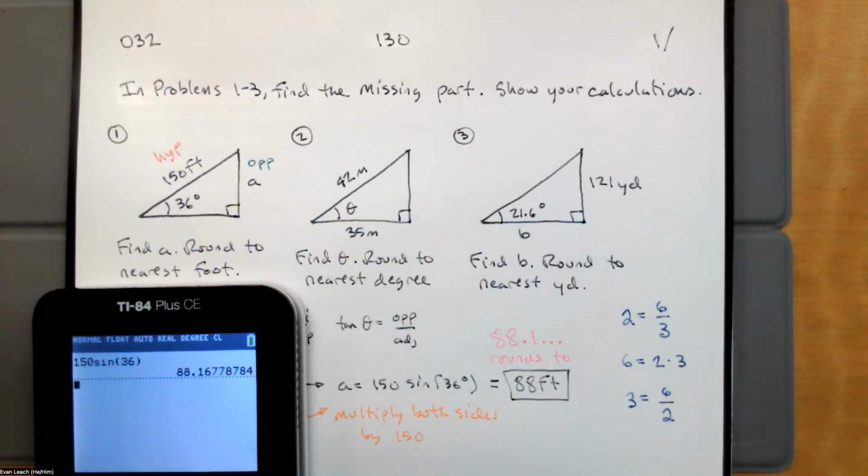Any questions? So the stages that we went through: we identified the pieces that we were given, the opposite, an angle, and the hypotenuse. We identified which trig function fits that description. Sine of theta is opposite over hypotenuse. We plugged in what we knew and then solved for what we wanted to find.